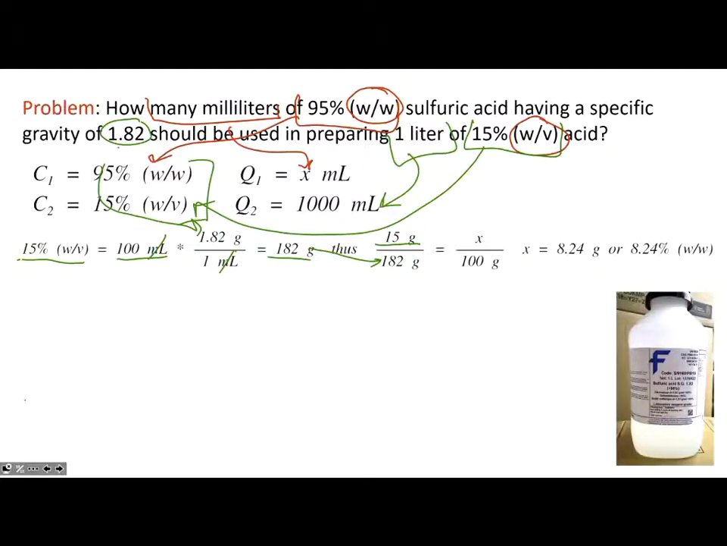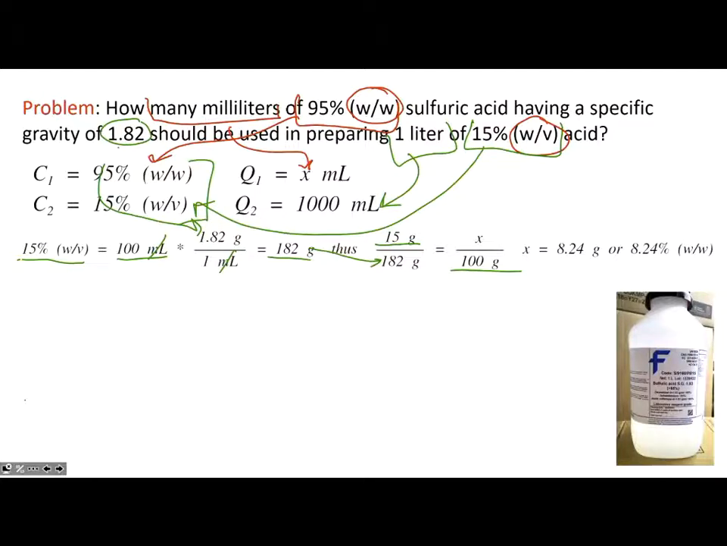The problem is I do want it as a percent, and a percent is as a 100. So I don't want 15 grams over 182 grams. I need to know the proportional amount of grams over 100 grams, because that would be expressing the amount as a percent. So all I did was set up a proportion: 15 grams over my total weight of 182 is equal to some unknown weight over 100 grams. And I chose 100 grams because I wanted percent weight per weight.